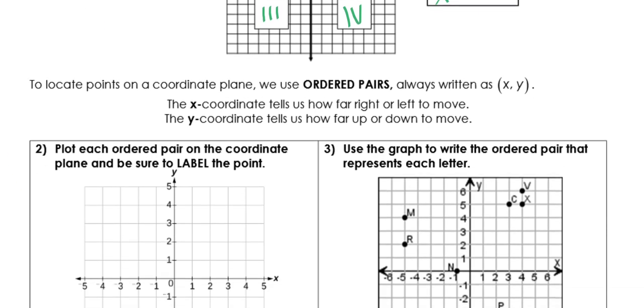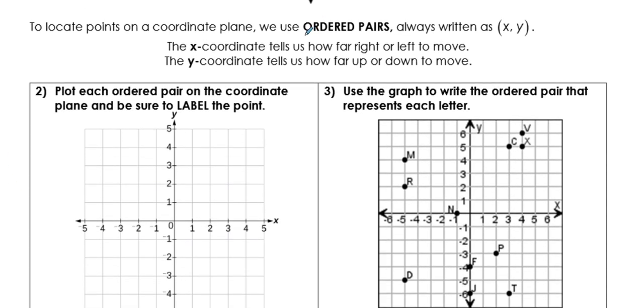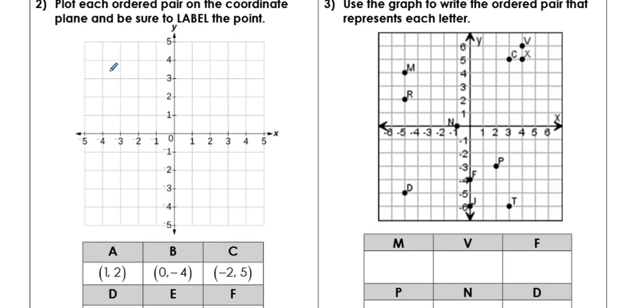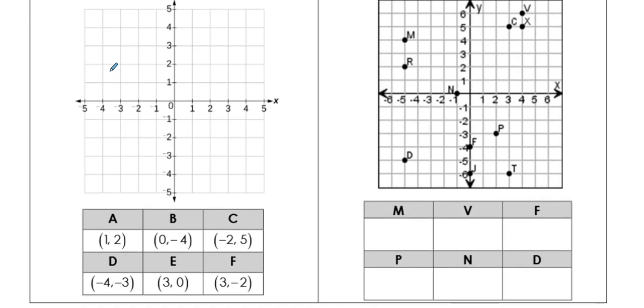So to locate any point, an ordered pair is talking about an x and a y, where the x coordinate represents how far left and right we move, and the y coordinate represents how far up and down we move from the origin. So we're going to plot each of these 6 points here, and then we're going to label them with our letters.